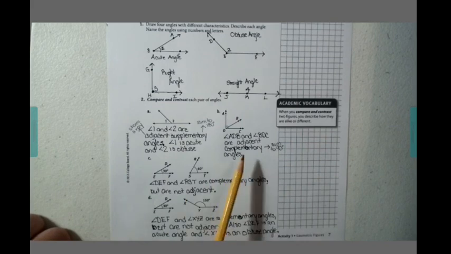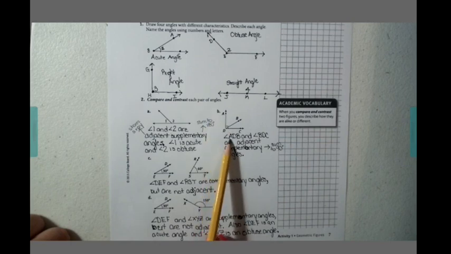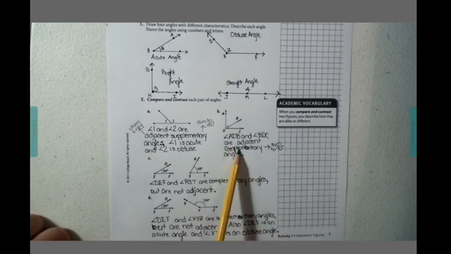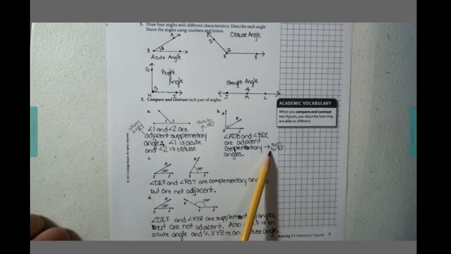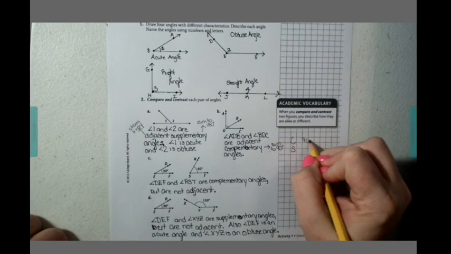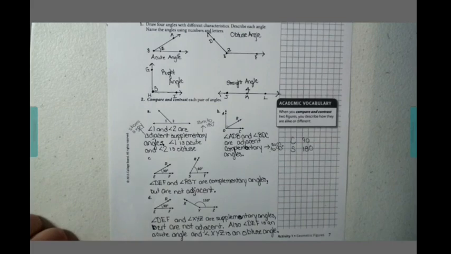Here in question 2B, I said that angle ADB and angle BDC are adjacent, again, because they share this ray DB, and they're complementary because they sum up to 90 degrees. And always think about it this way. C comes before S in the alphabet, and 90 comes before 180. That's how I kind of remember what a complementary versus a supplementary angle is.